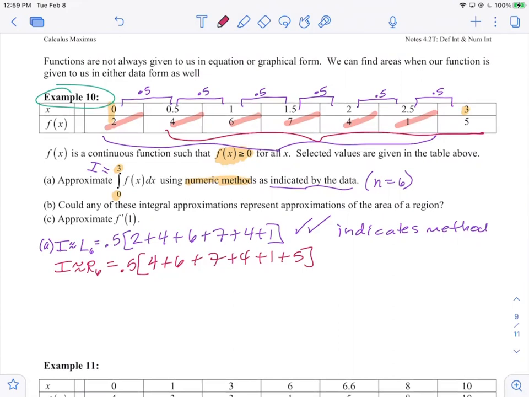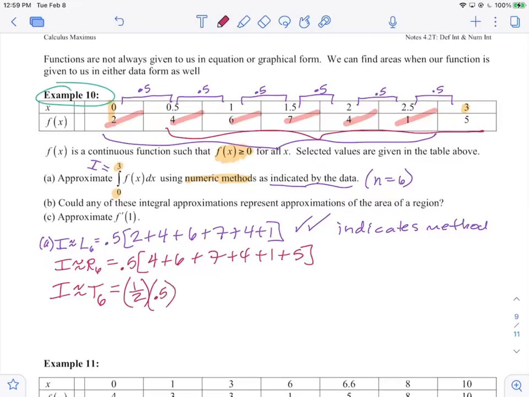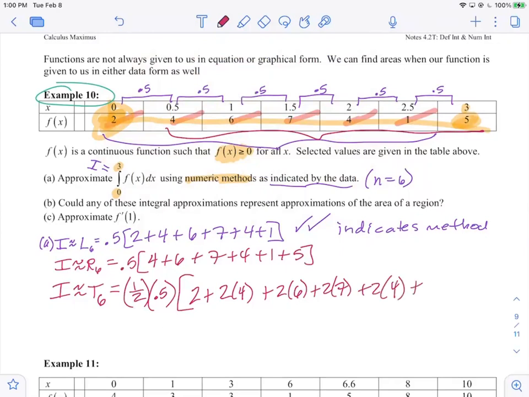Let's look at the trapezoid next. The integral can be approximated by t sub 6, which is 1/2 times delta x is uniform, which is 0.5 or another 1/2. And now we add up all the values, except we double the ones on the interior. So the 2 on the outside and the 5 on the outside are just added once. So again, indicating our method, it's 2 plus 2 times 4 plus 2 times 6 plus 2 times 7 plus 2 times 4 plus 2 times 1 and then plus 5.